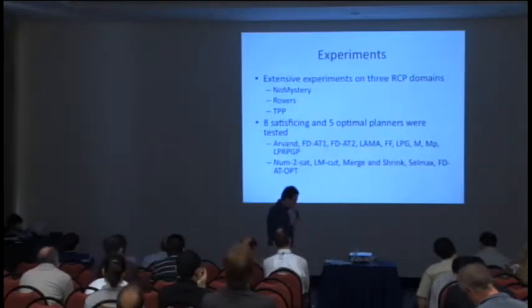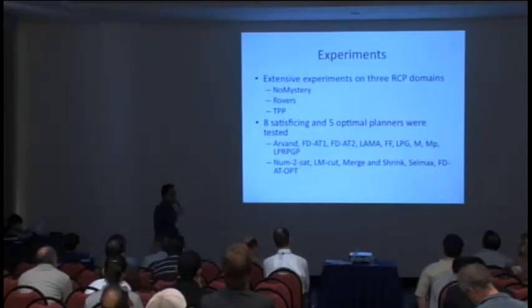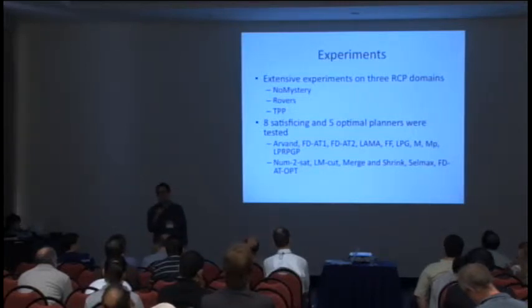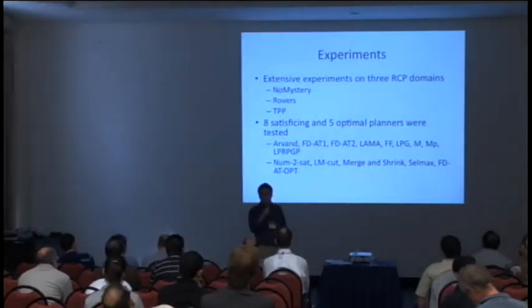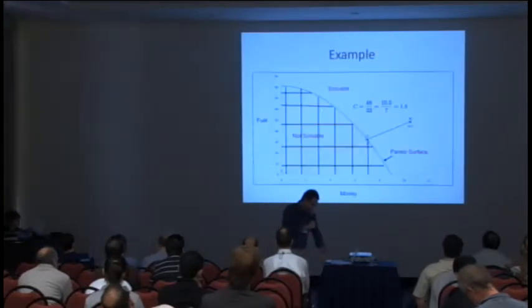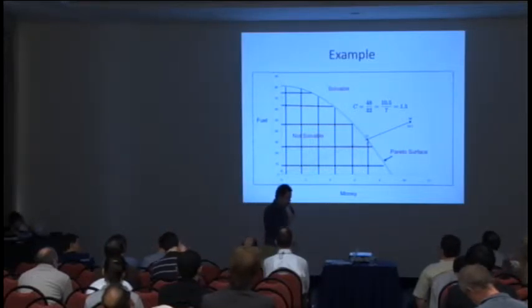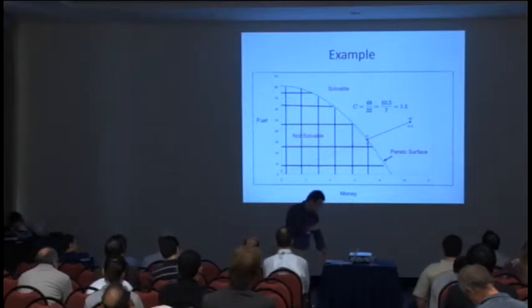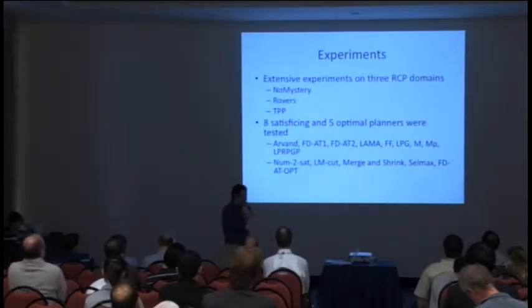So let me talk about the experiments. We ran experiments in three domains here. The key point here is that in these three domains we have generators where you can control the C value. And we spent lots of time developing generators for NoMystery and Rovers to allow that. Note that it takes time because you need to implement problem-specific solvers to find these Pareto optimal curves to be able to control the C value. But at least now, three domains are available for the community to use.